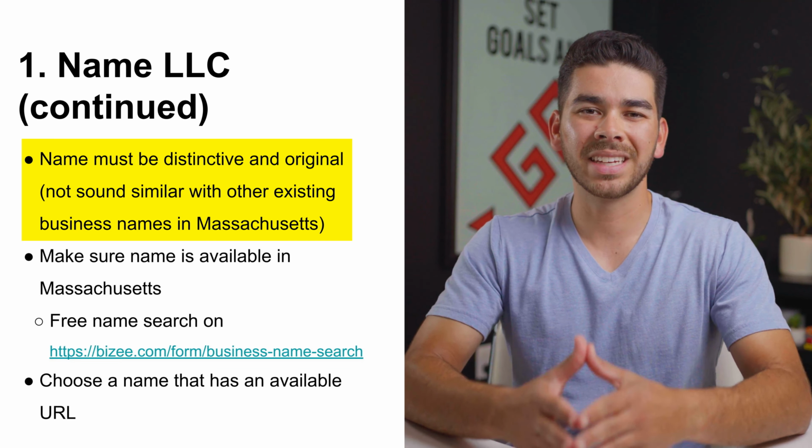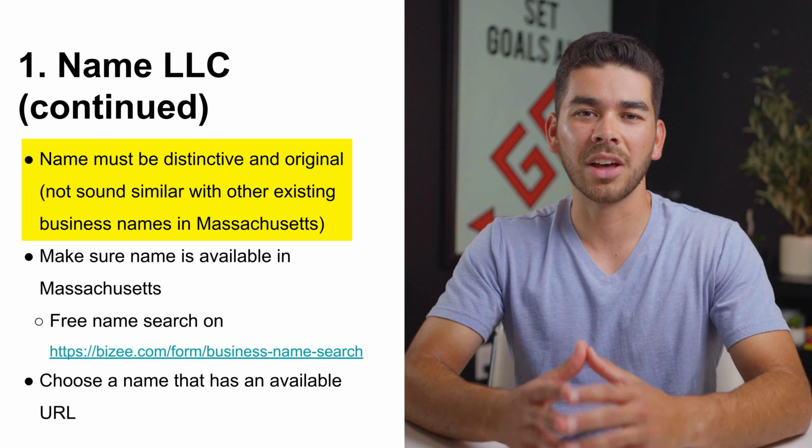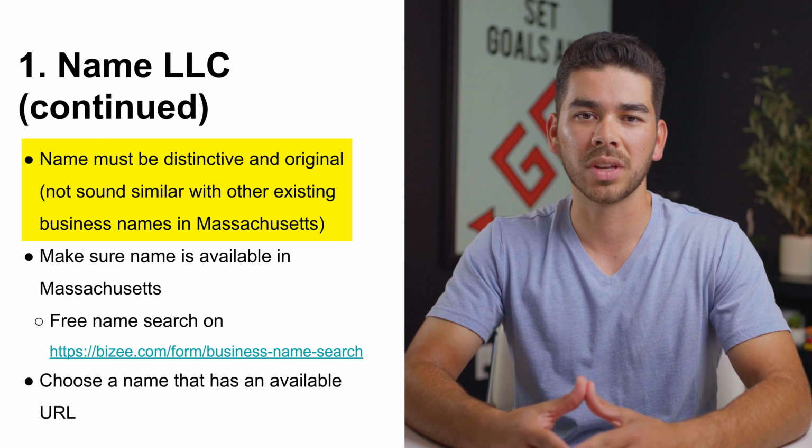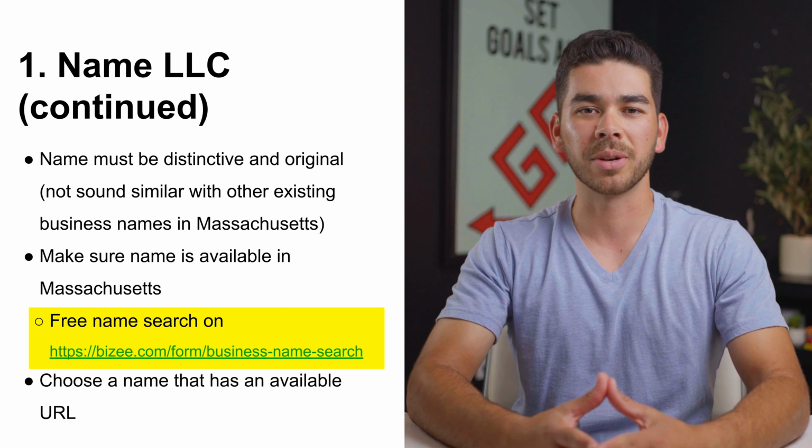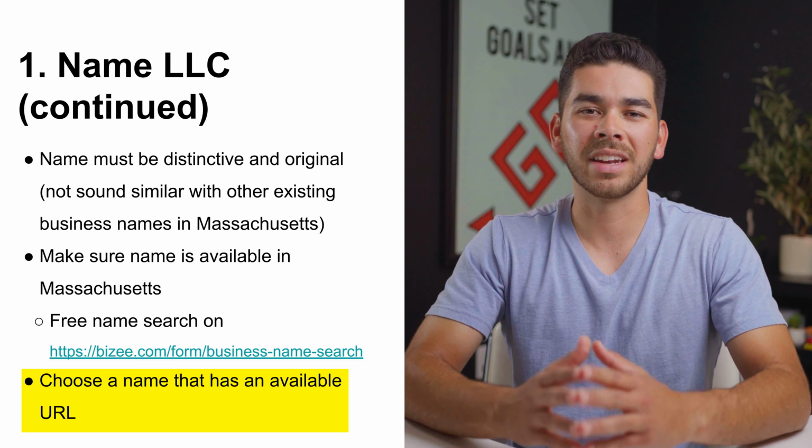Your name must be distinctive and original, and it must not sound like any other named businesses in the state of Massachusetts. You can actually check if your business name is available at this link that we've listed here in the description. You also want to make sure that you choose a name that has an available URL.